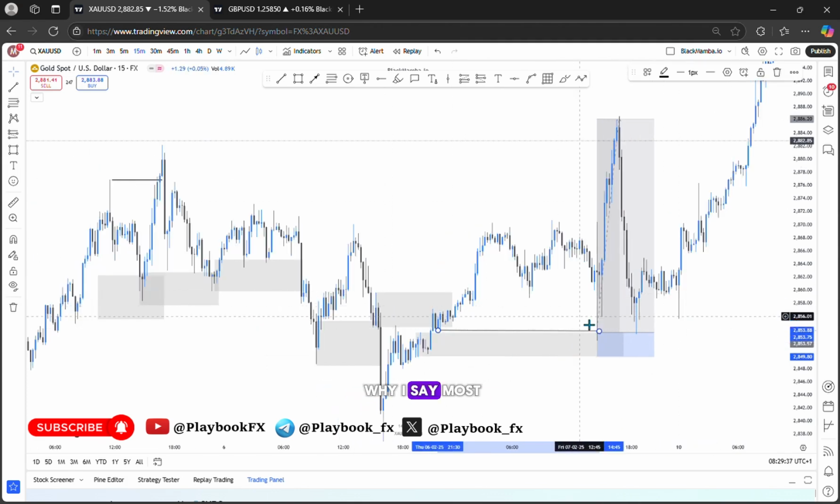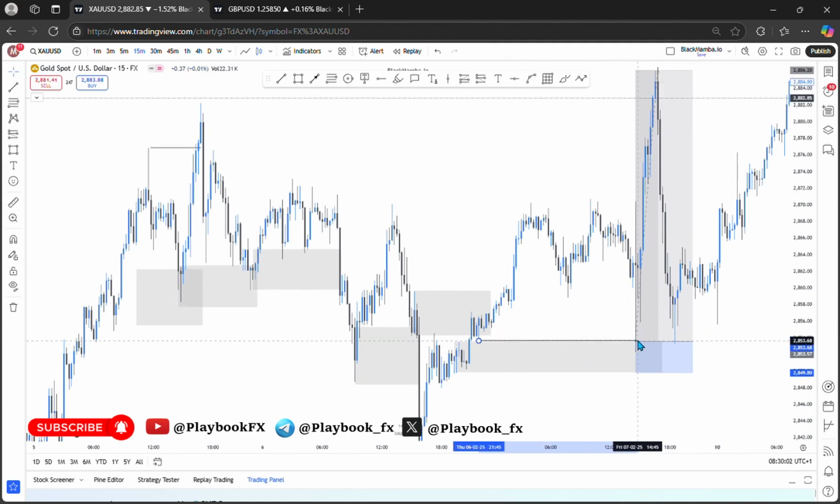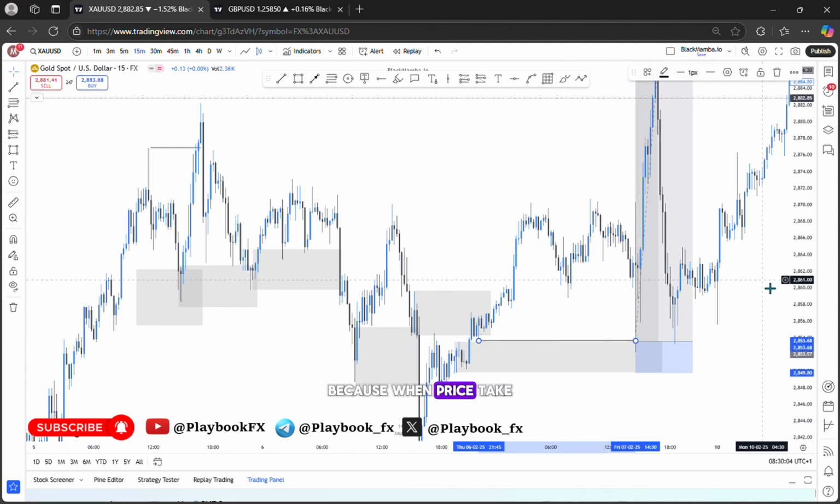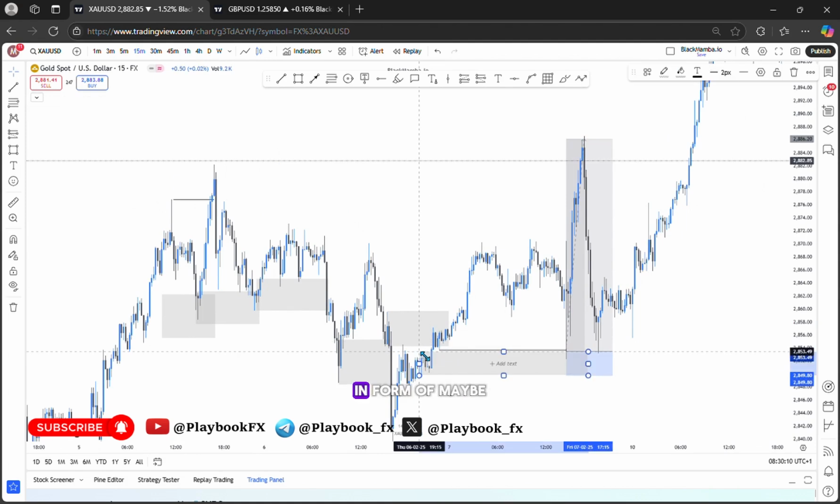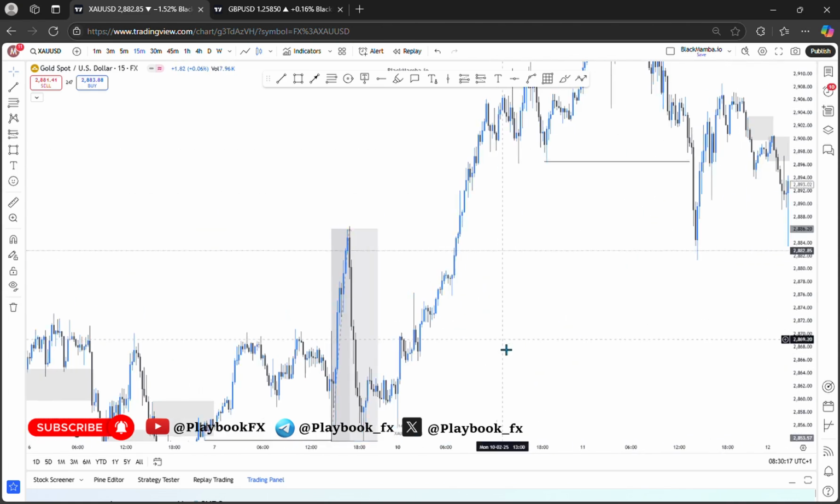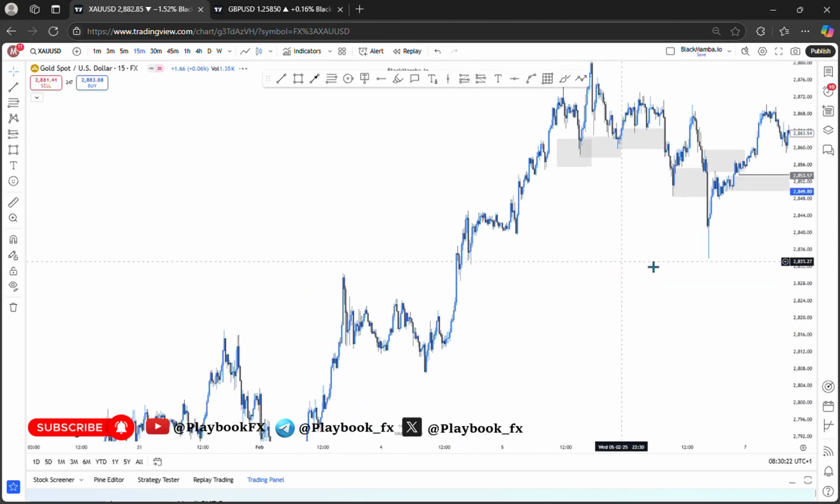That is the reason why I said most of the time, if you look to your trading rules, that inducement has to be present and fair value gap also, because when price takes out liquidity resting above your POI in form of maybe internal liquidity, inducement, fair value gap, price will buy or sell aggressively from there if there is liquidity present above or below your POI.